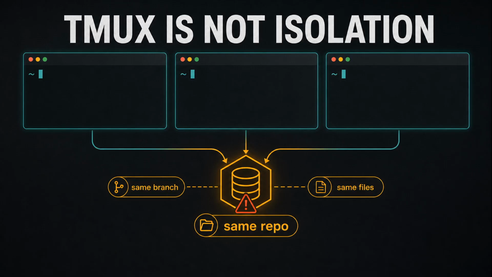Right. And this is where the tidy layout can become dangerous. Here is the boundary that prevents a lot of pain. tmux organizes processes. It does not isolate the files they edit. If two panes are in the same checkout, they are touching the same working tree.